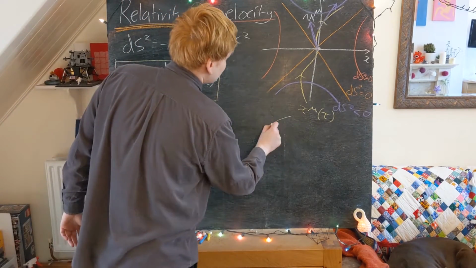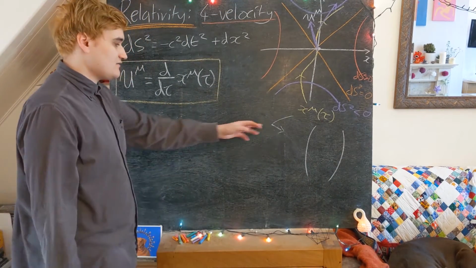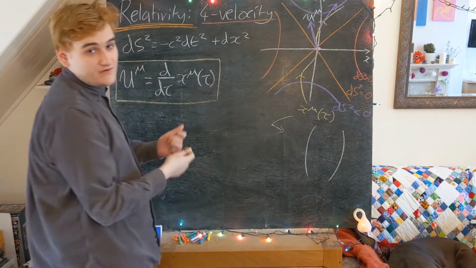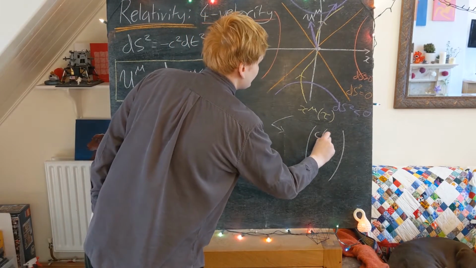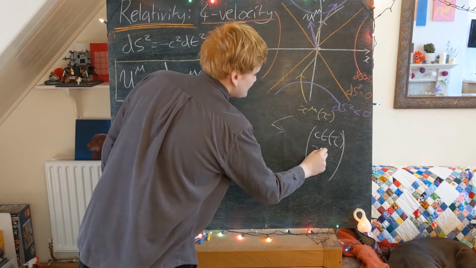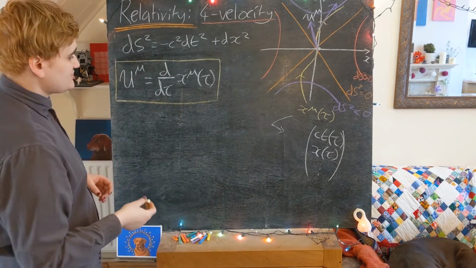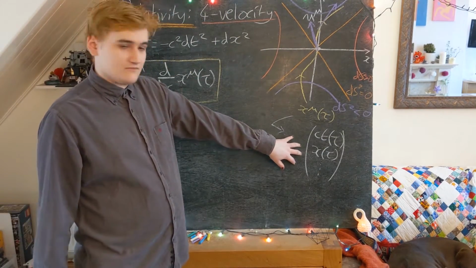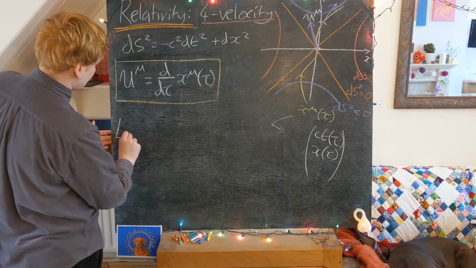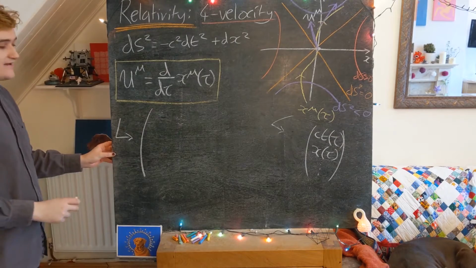Essentially, we can represent this as a vector-valued function. We just need to specify a parameterized function for each of our coordinates. So we're going to have some ct parameterized with tau, and then some x of tau, and so on, however many coordinates we have. So this specifies our world line. Now let's compute the four-velocity. I'll continue writing it as a column vector to keep things clear.